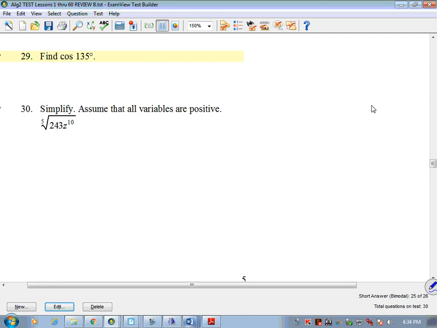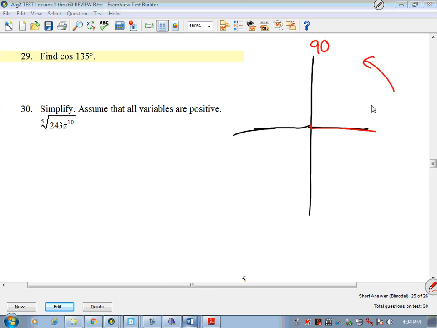29, cosine of 135. We want to find that. So the first thing we're going to do is write this out. Cosine, so we're starting at our initial side. Notice that it's positive, so I'm going to be going counterclockwise. This is 90 degrees. This is 180 degrees. As I go past 90, I'm somewhere between 90 and 180. From here to here is 135 degrees.